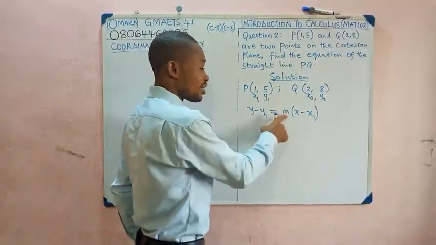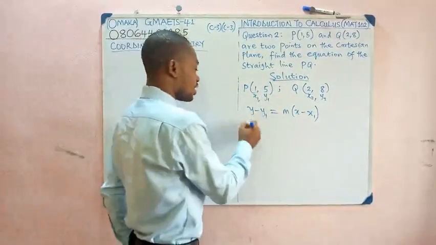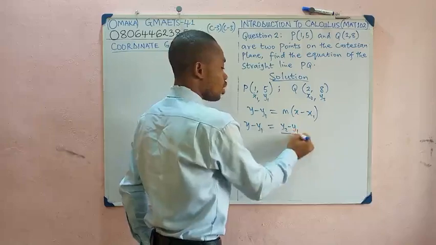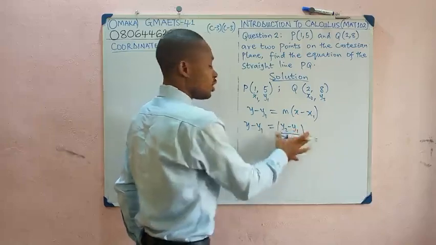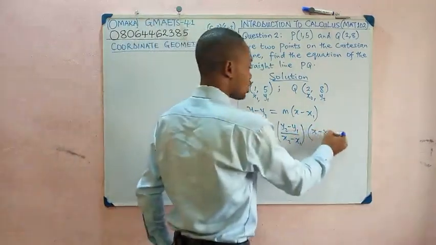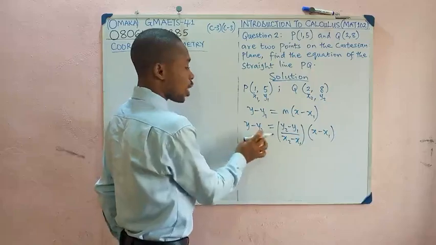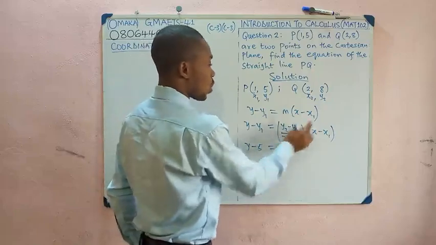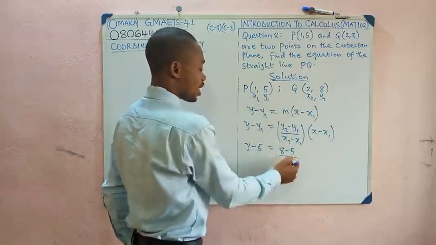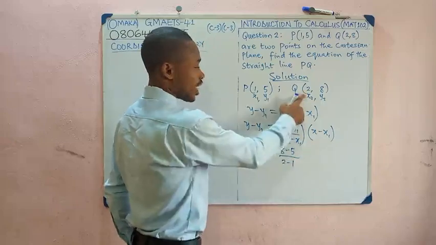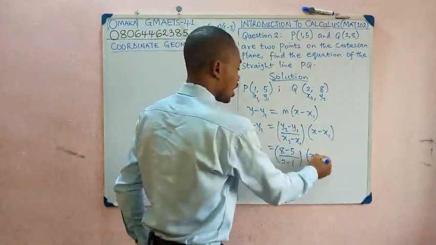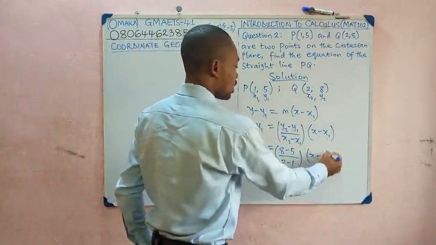Or we can say that you know that this gradient m is y2 minus y1 all over x2 minus x1. You know, this is the formula for calculating gradients when you have 2 points. Is that so? So you're going to multiply by x minus x1. So substituting, y minus y1 is y minus 5, equal to y2 minus y1, that's going to be 8 minus 5, all over x2 minus x1, which will give us 2 minus 1, because x2 is 2 and then x1 is what? 1. So from here we're going to get our gradient, then x minus x1. x1 is 1, right? Good.